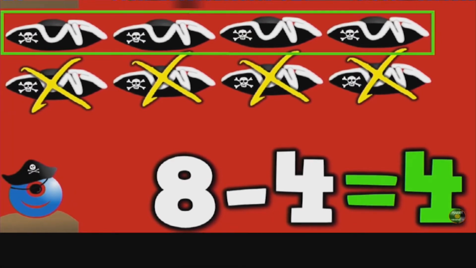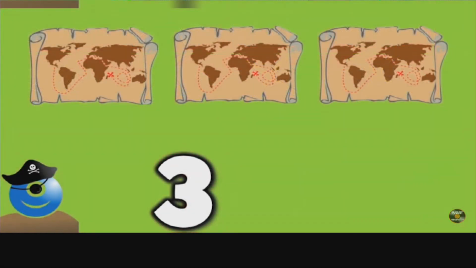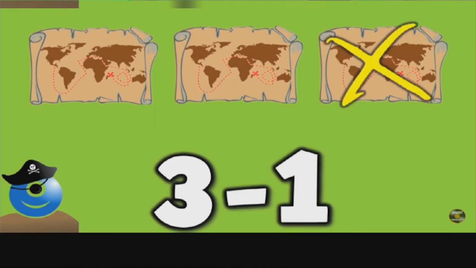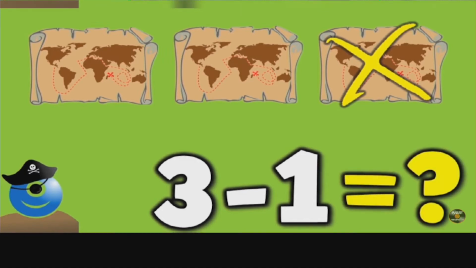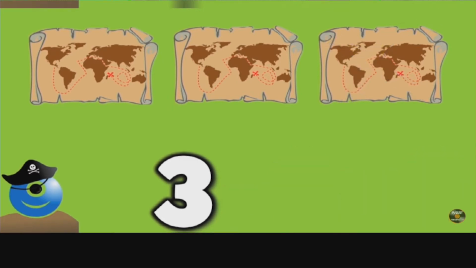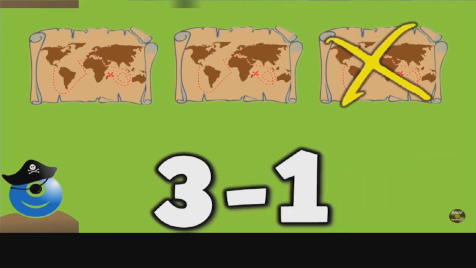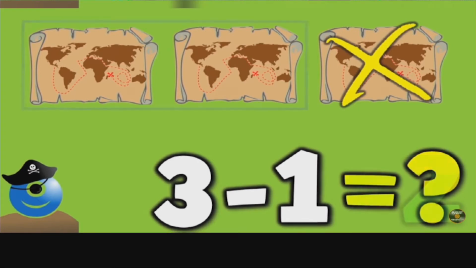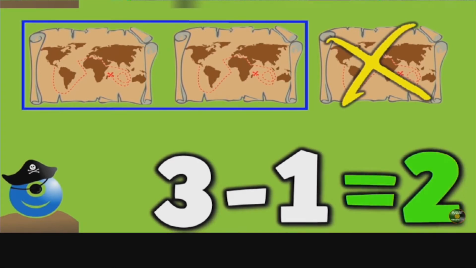Next story. One morning, I was looking carefully at my 3 pirate treasure maps. Then I realized that one of them was stolen by some terrible landlubber. Tell me, Timbers, how many treasure maps did I have left over? Use your brains. 3 minus 1 equals 2. 2 treasure maps left.